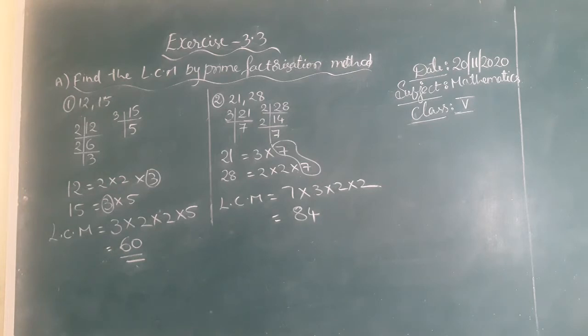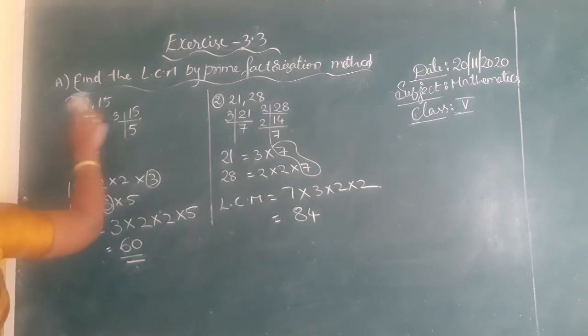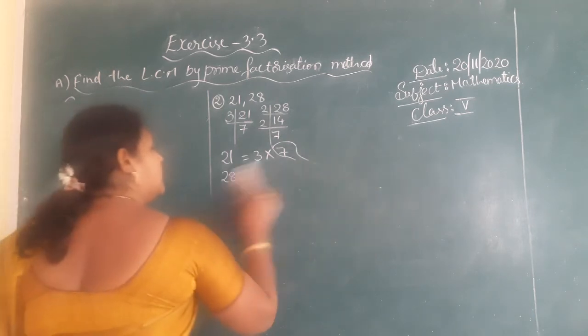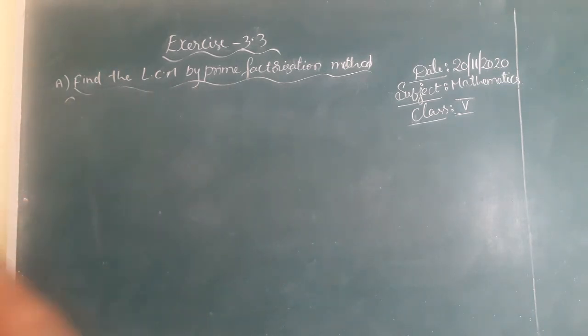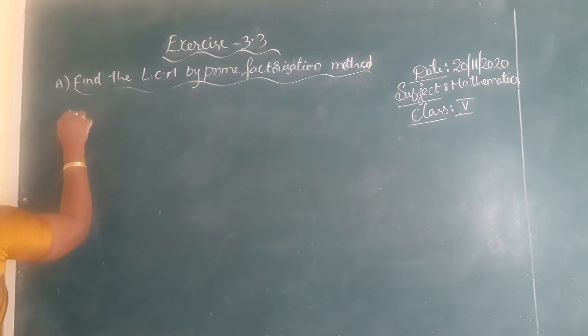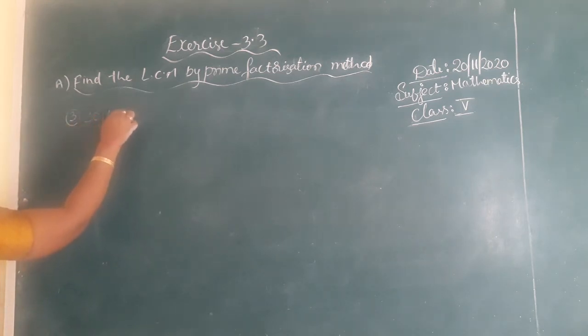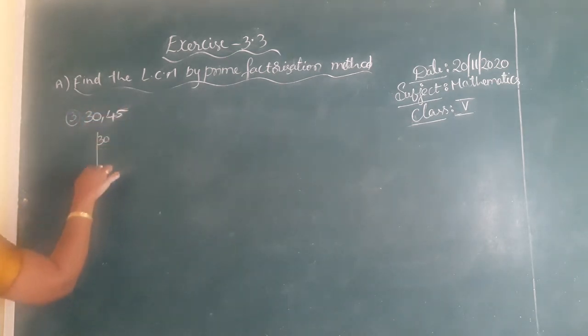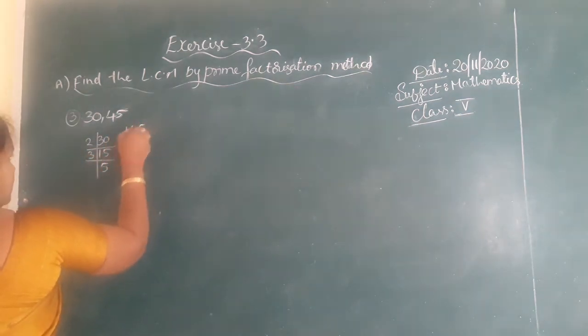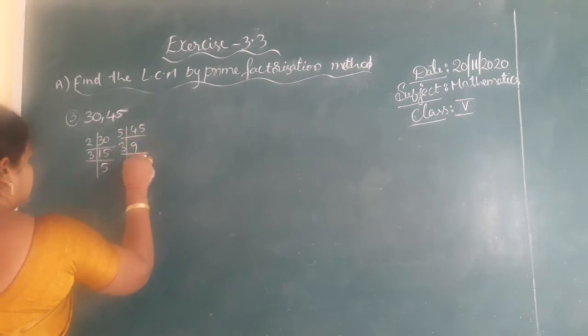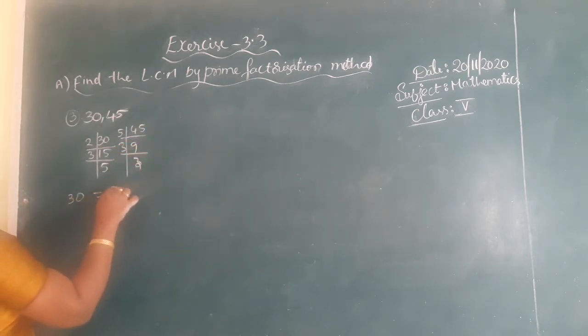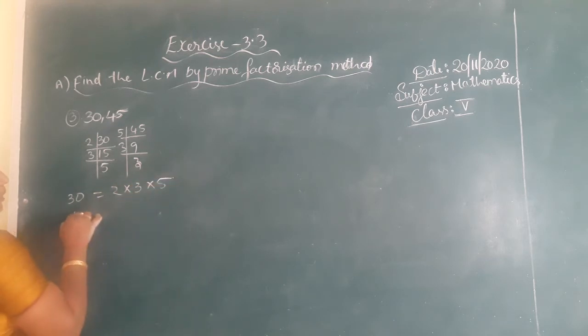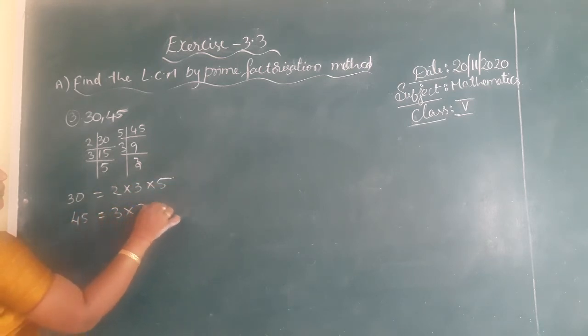30 comma 45. 30 prime factors: 2 15s. 15 can be written as 3 fives. 45 prime factors: 5 9s. 9 can be written as 3 threes. So 30 can be written as 2 into 3 into 5. 45 can be written as 3 into 3 into 5.